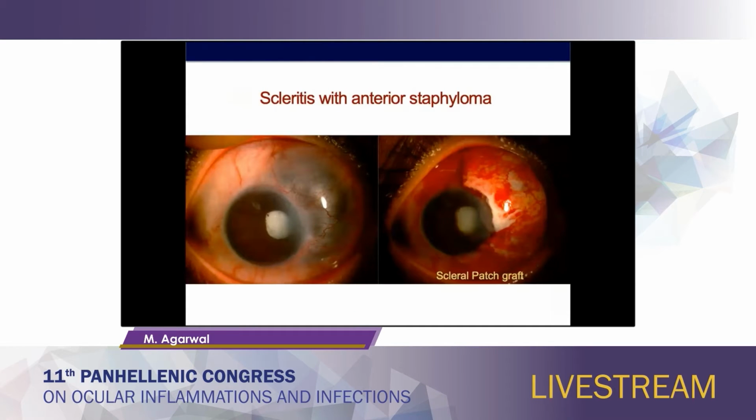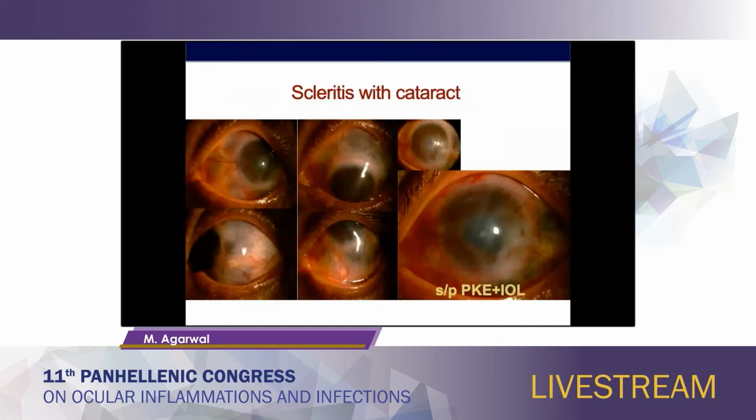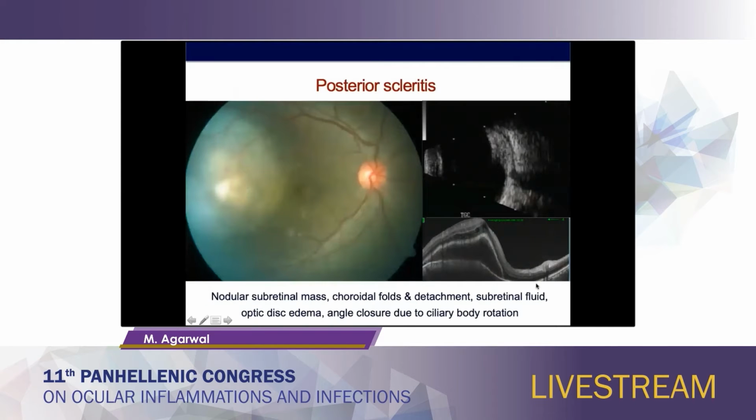Scleritis, on a long term, we can also see staphyloma and thinning of the sclera, where we ended up doing a scleral patch graft in this patient. On a long term, we can also see complicated cataract, and in this patient, where the scleritis was under control, we also performed phacoemulsification with intraocular lens implantation.